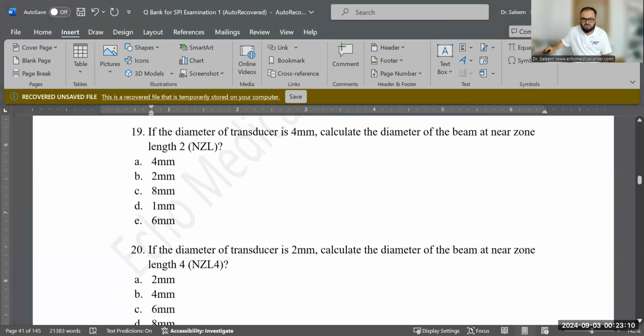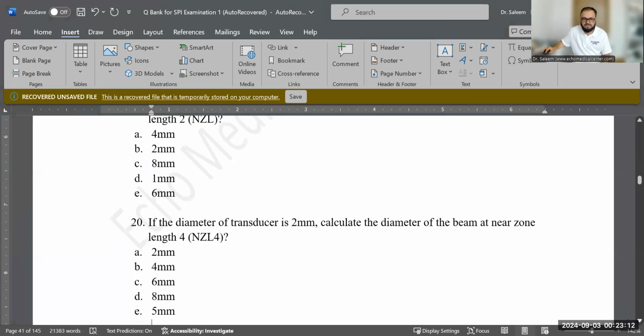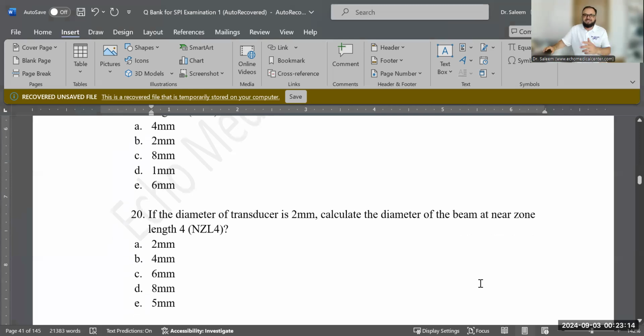Let's do the last question. Not the last, for today it's the last, of course. Okay. If the diameter of the transducer is 2 millimeter, calculate the diameter of the beam at near zone length 4. So we had that for NZL2. Like I said earlier, each time you go to the next near zone length, you increase the beam diameter by half.